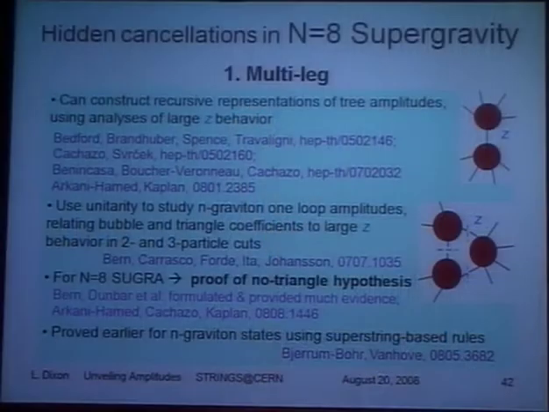So in my remaining 3 minutes, I'm going to tell you all about N equals 8 supergravity. But because of lack of time, I might not be able to tell you whether it's finite or not. Okay, so actually, I believe Freddy Cachazo is going to say some words about the multi-leg issues in N equals 8 supergravity. Let me just say there's been a lot of interest in proving a certain no-triangle hypothesis. And Freddy and also Bjerrum-Bohr and Vanhove have given different proofs with different techniques. The proof that Freddy uses is very similar to these triple cuts and also exploits factorization behavior of trees.